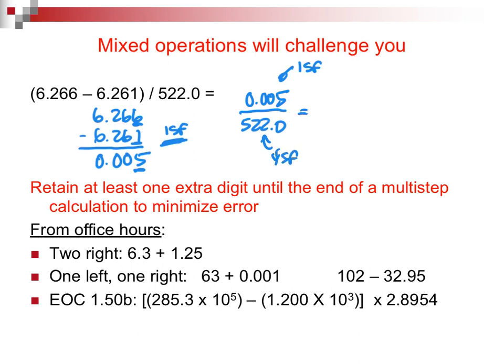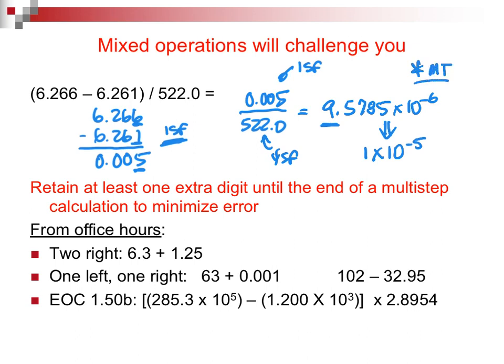My answer turns out to be 9.5785 times 10 to the minus 6, but I can only have one significant figure. And that means my correct answer is 1 times 10 to the minus 5. Again, that's the kind of question you're going to see on a midterm.